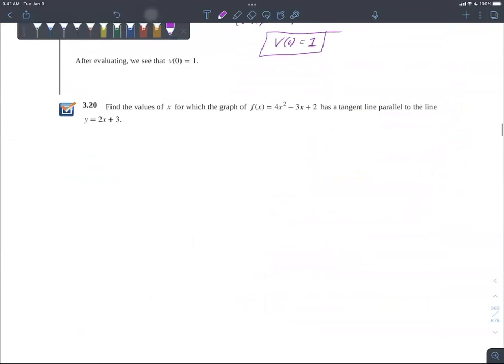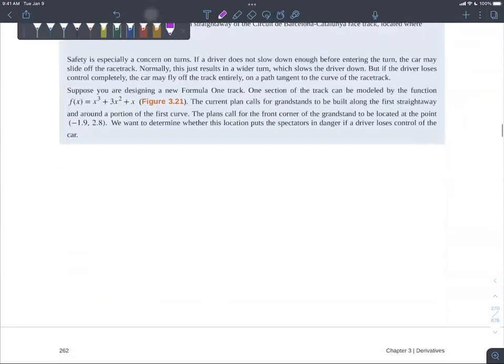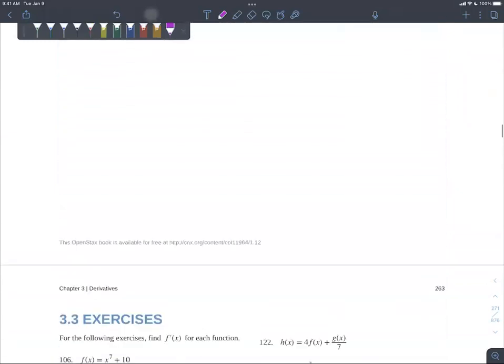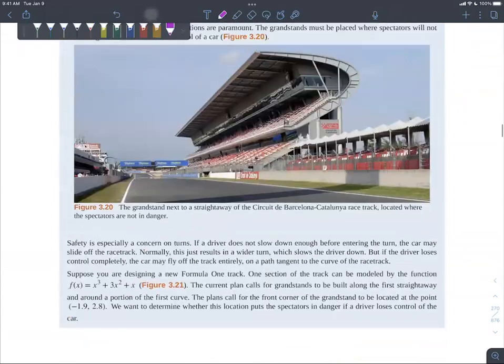All right, so that is the end of section 3.3, derivative or differentiation rules. And so, we can try some exercises now.